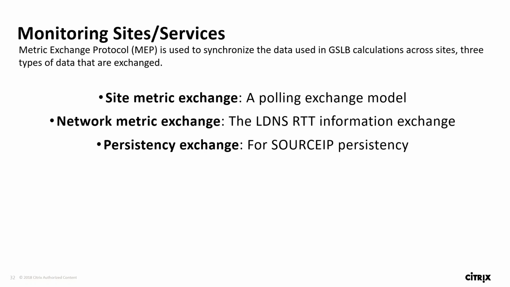MEP communication is accomplished between each GSLB site on TCP port 3011, or 3009 for secure communications. Therefore, these ports must be open on all firewalls. It is necessary to have MEP enabled on all GSLB sites. The three types of data exchanged are the site metrics exchange, the network metric exchange, and the persistency exchange.